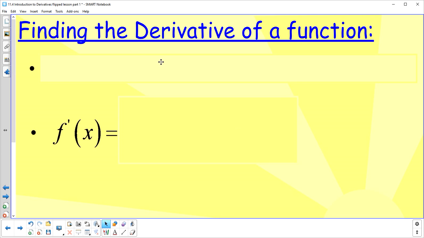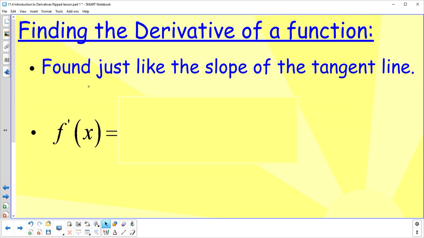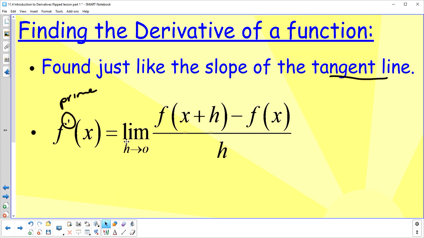So first of all, finding the derivative of a function is found just like the slope of a tangent line, which we'll actually see in our next video. And our definition of a derivative we use right here, which we term prime. So we'd say f prime of x is called the first derivative. We can also have the second or third or however many derivatives we want. Each additional derivative just adds an extra prime. And that's going to be the limit as h approaches 0 of f of x plus h minus f of x over h. So you notice right now we can't do this because we can't plug 0 in for h.